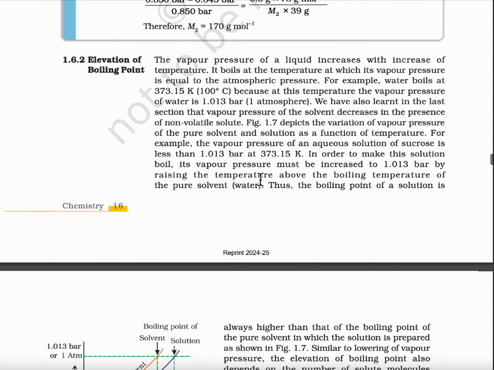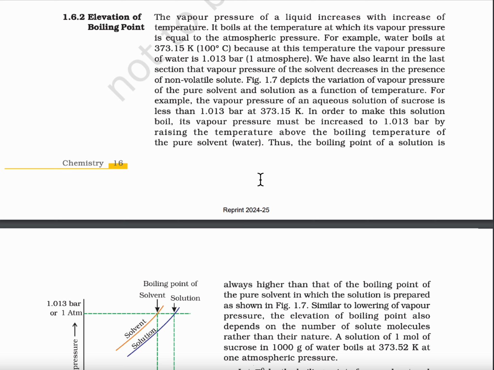Now moving ahead with the second colligative property, elevation of boiling point. The vapor pressure of a liquid increases with increase of temperature. It boils at the temperature at which its vapor pressure is equal to the atmospheric pressure. For example, water boils at 373.15 Kelvin, because at this temperature the vapor pressure of water is 1.013 bar, which is 1 atmosphere.